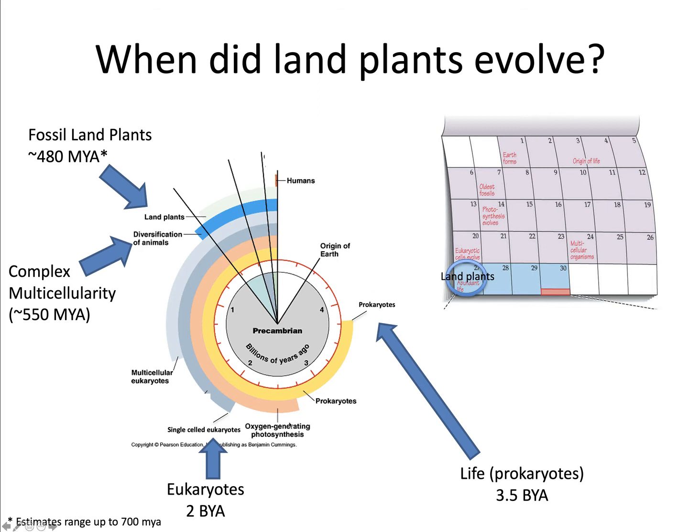And if you put that in the context of the evolution of life, you have prokaryotes, the first life coming on 3.5 billion years ago, eukaryotes coming onto the scene about 2 billion years ago, complex multicellularity evolving about 550 million years ago, and then about 480 million years ago, we see the first fossil land plants. And estimates range from up to 700 million years ago, but we think about 480 million years ago is when the first land plants appeared. So the first complex multicellular plants that we're seeing on land.